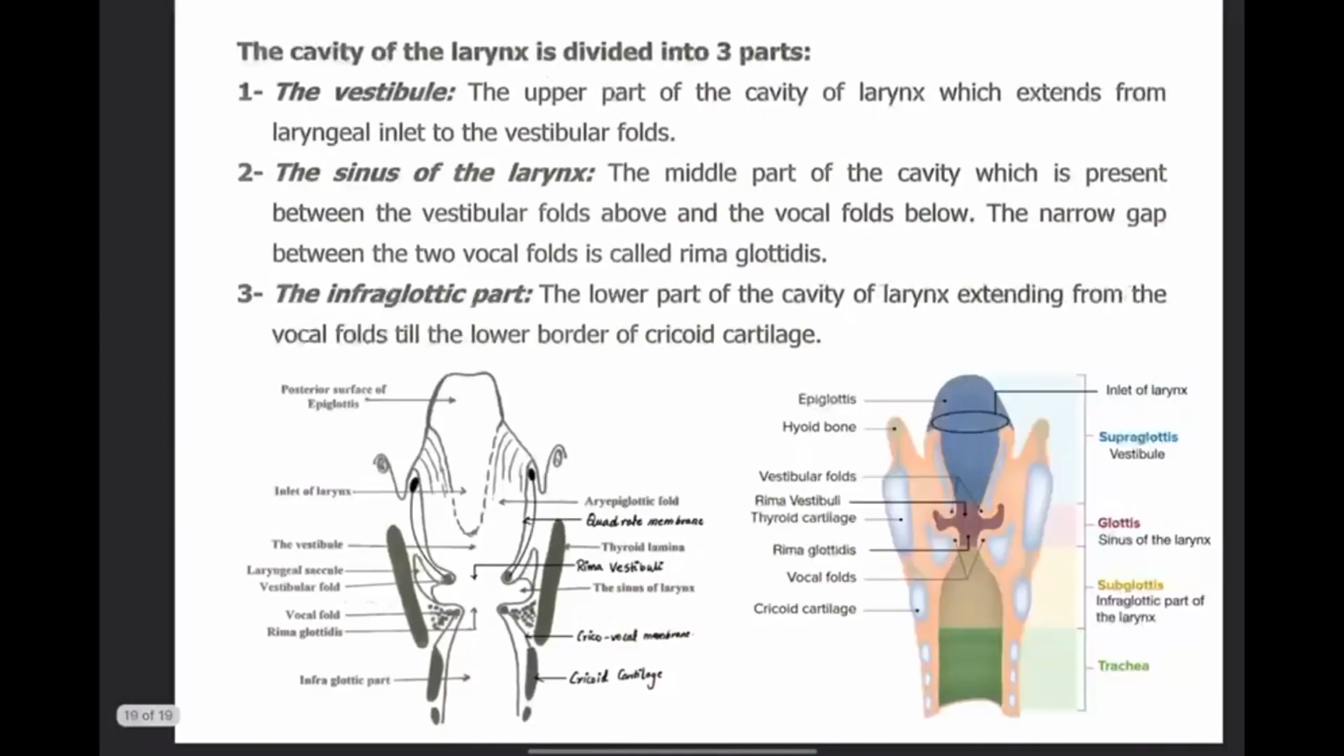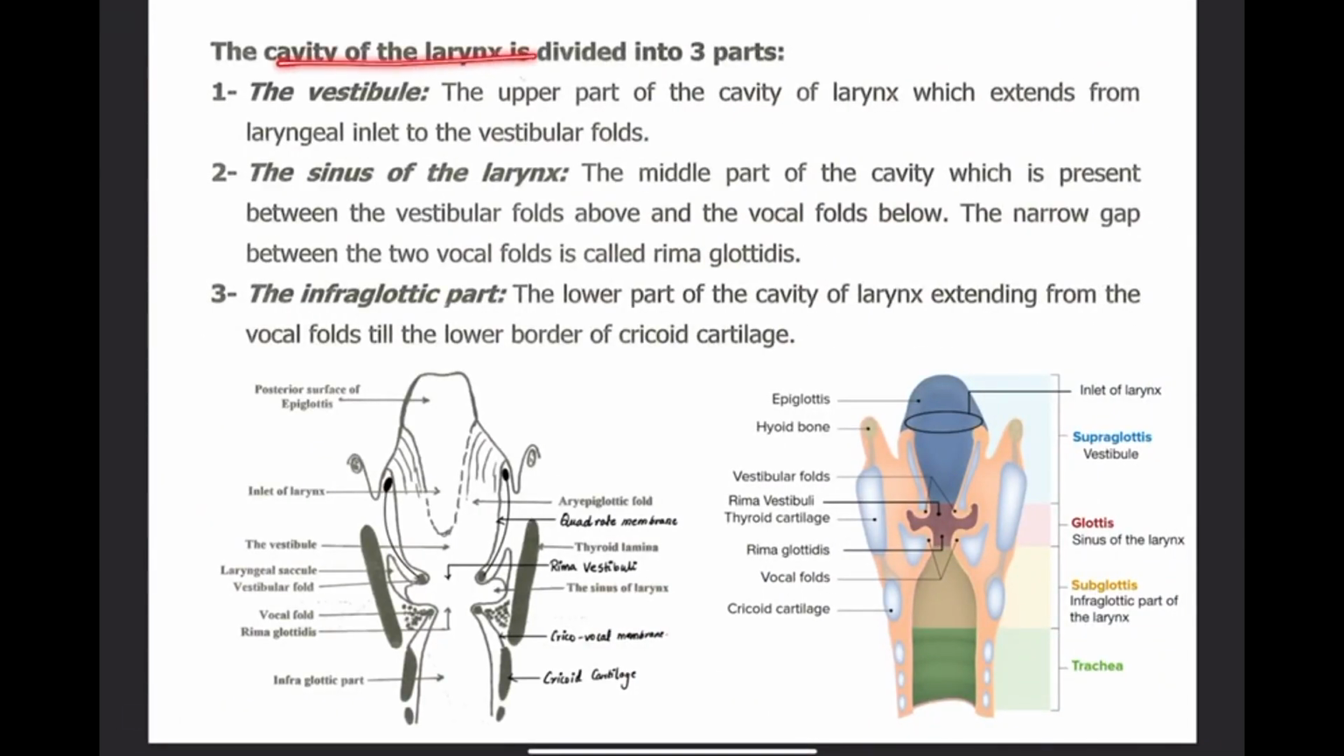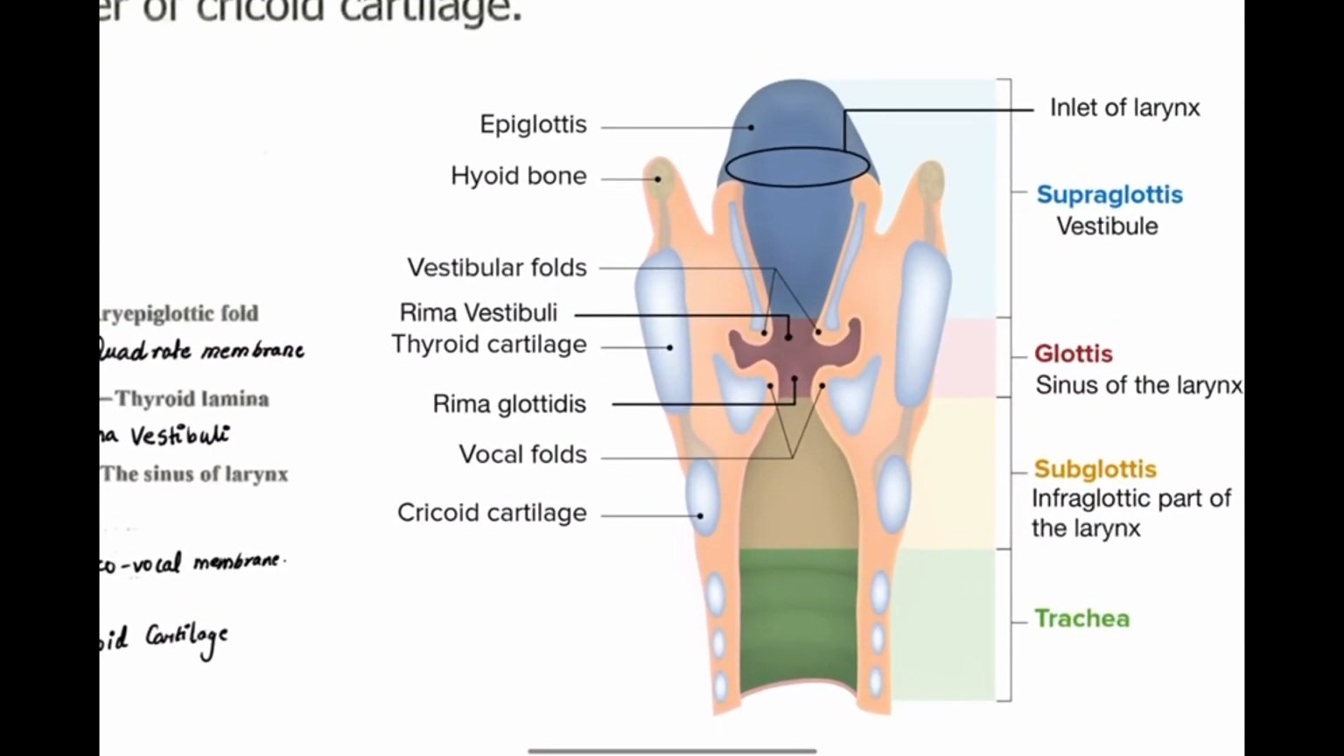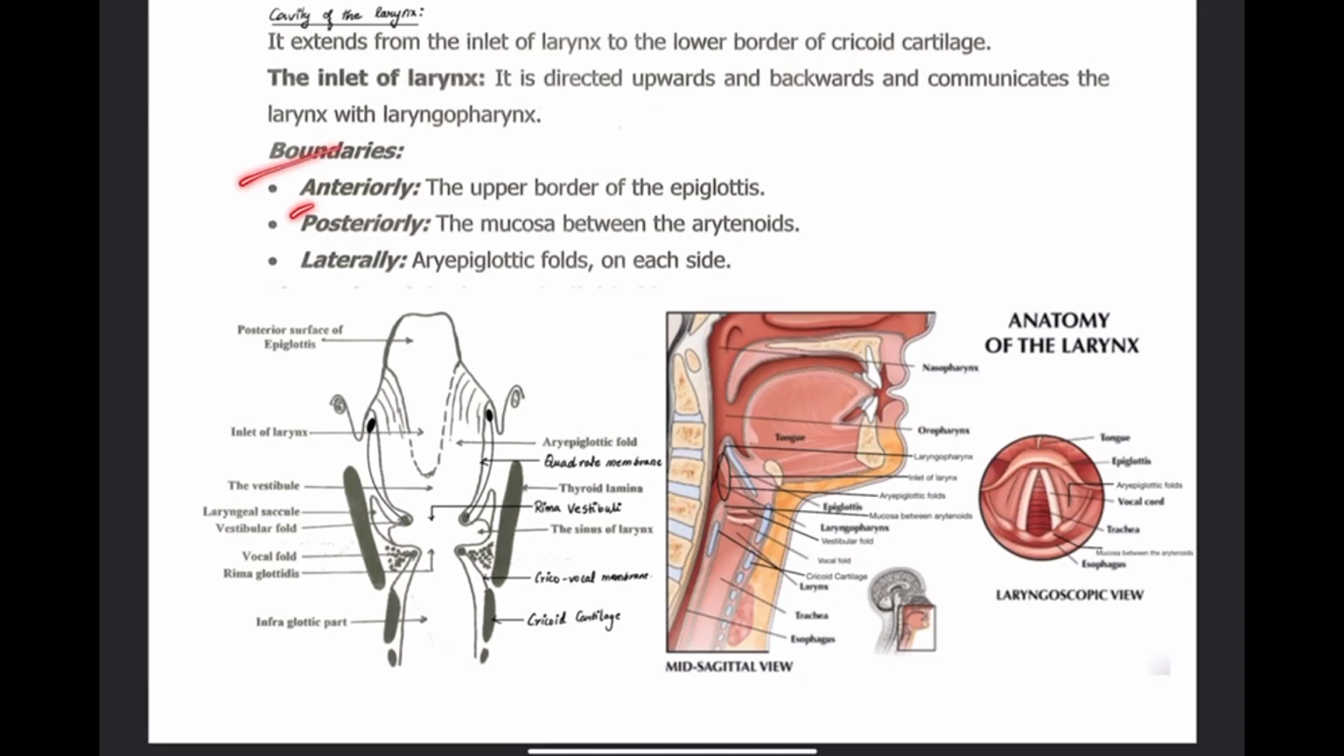Okay, next we will see the cavity of the larynx. It is divided into three parts. You can see this image here. It begins from the inlet of the larynx, which anteriorly has the epiglottis. The first part is known as the vestibule. It extends from the inlet of the larynx to the narrow end between the vestibular folds, the rima vestibuli.